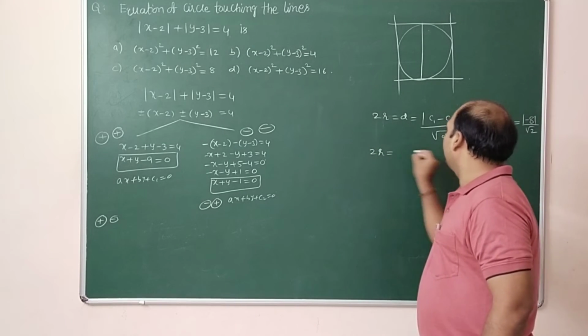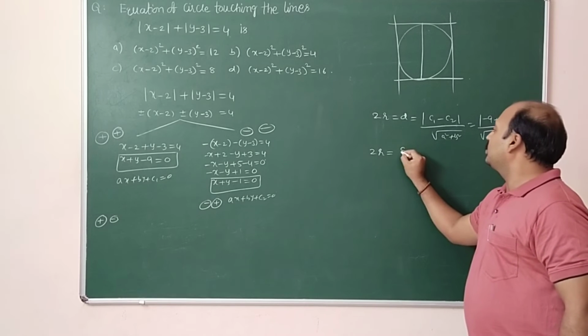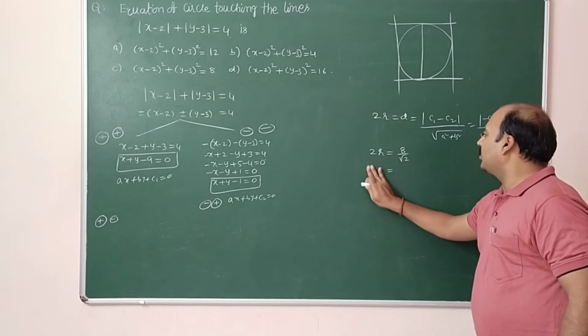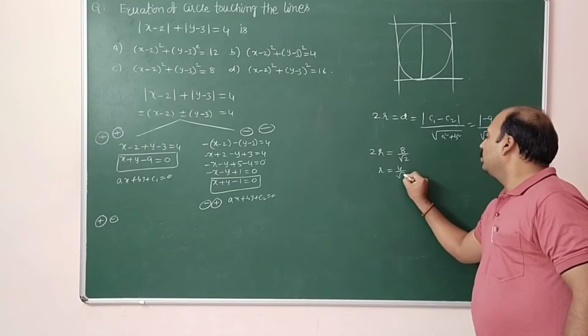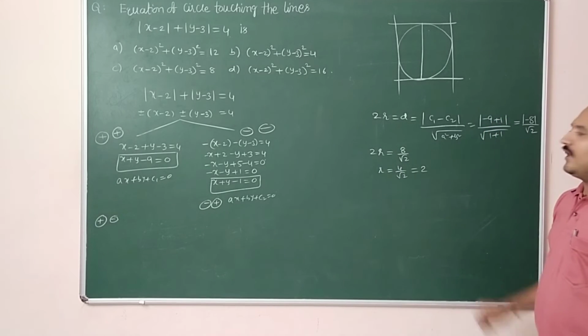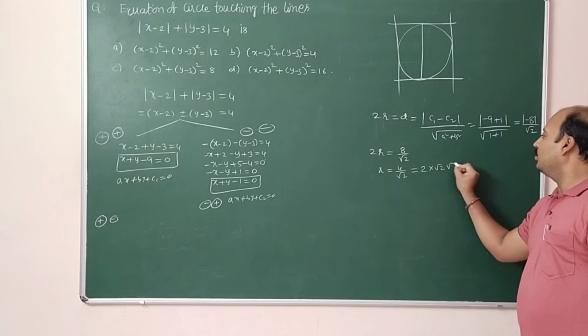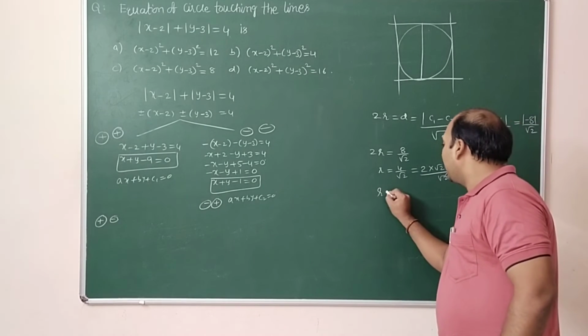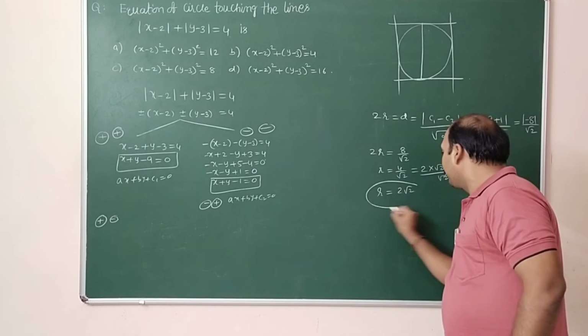So 2r equal to minus 8 by root 2. So r equal to 4 by root 2. 4 can be written as 2 into root 2 divided by root 2. Root 2 gets cancelled. So therefore the radius is equal to 2 root 2.